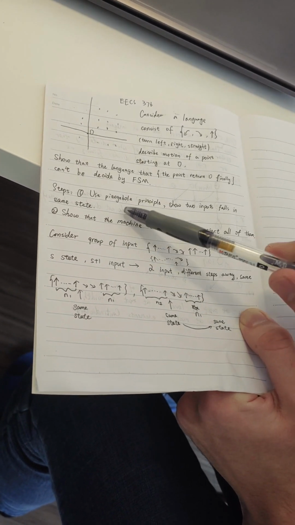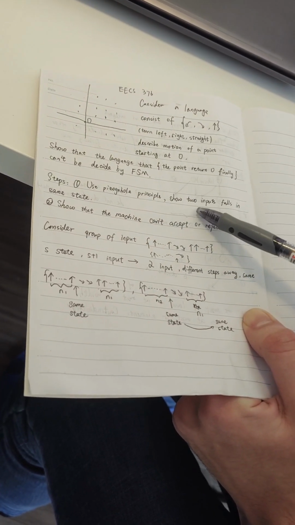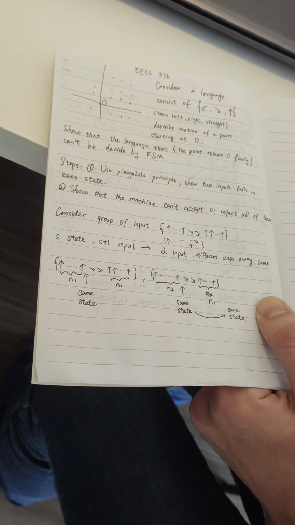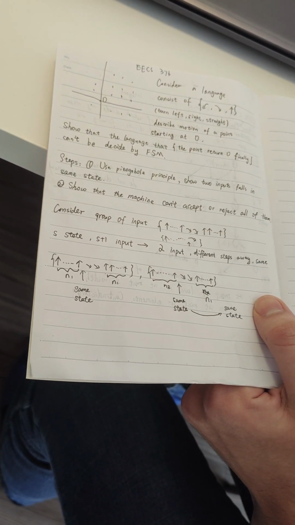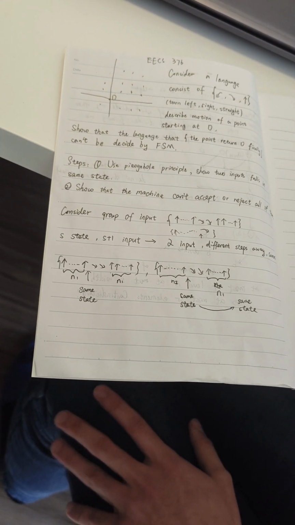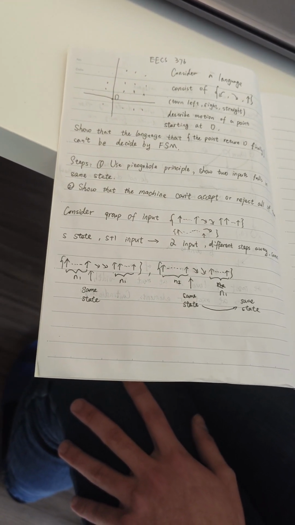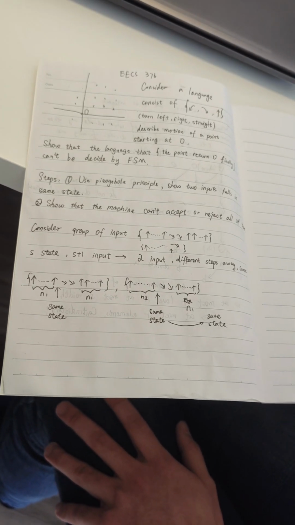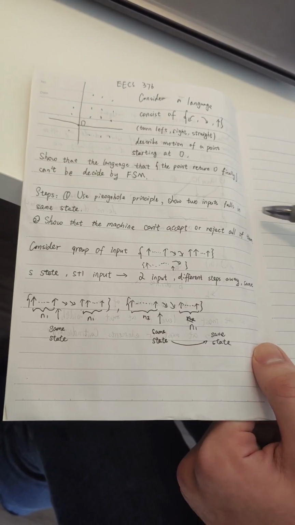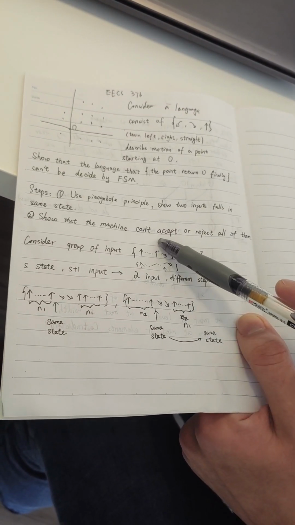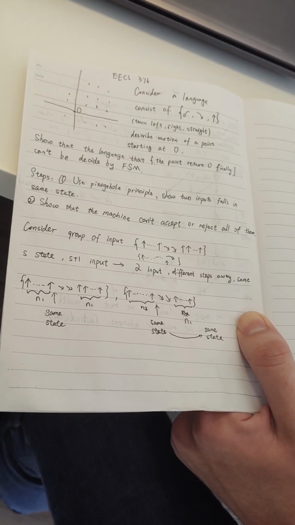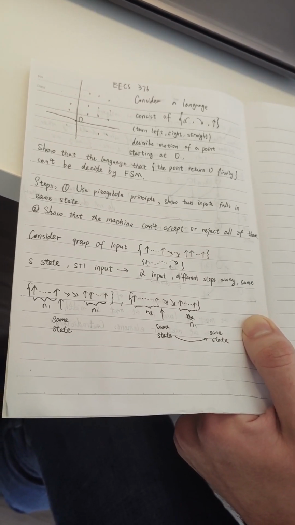So we could use the pigeonhole principle to show that two inputs will end in the same state. And note that if a finite state machine is in the same state and the later input is the same, then its final output, that is accept or reject, will still be the same, because it does not remember anything before. And then we need to show that the machine cannot accept or reject both of the inputs, that it must accept one and reject one.